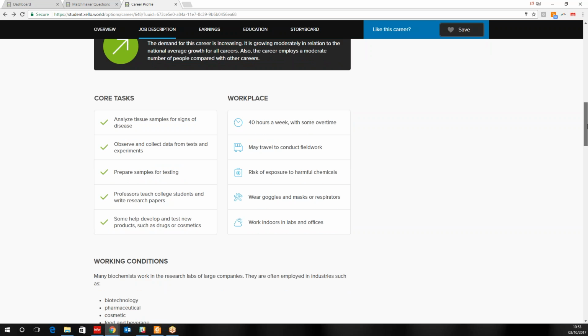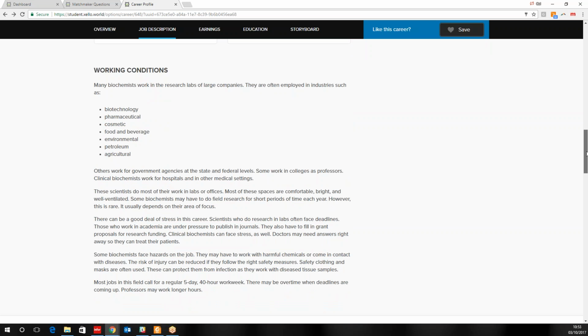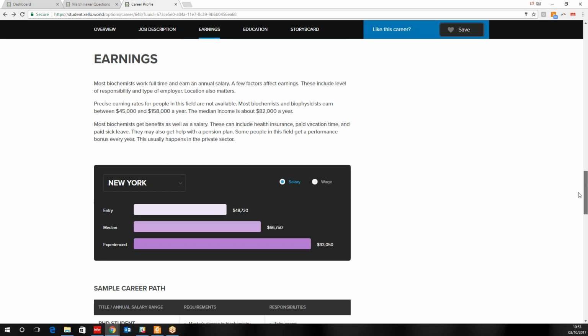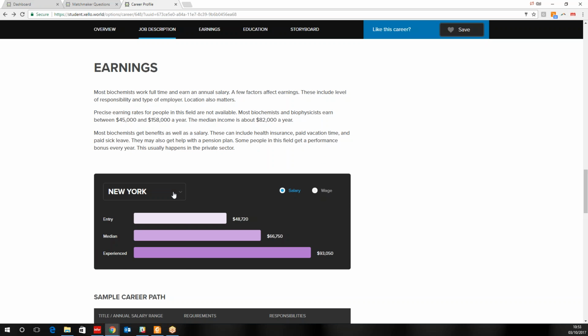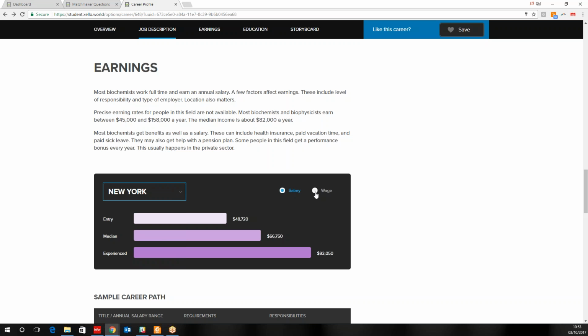A description of their core tasks, of what it's like in the workplace, of the working conditions, state-specific earnings. Oh, neat. Okay. Yeah, whether you want to do it wage or salary. Sometimes students have a difficult time understanding a salary. What might make more sense to them in their situation is an hourly wage.